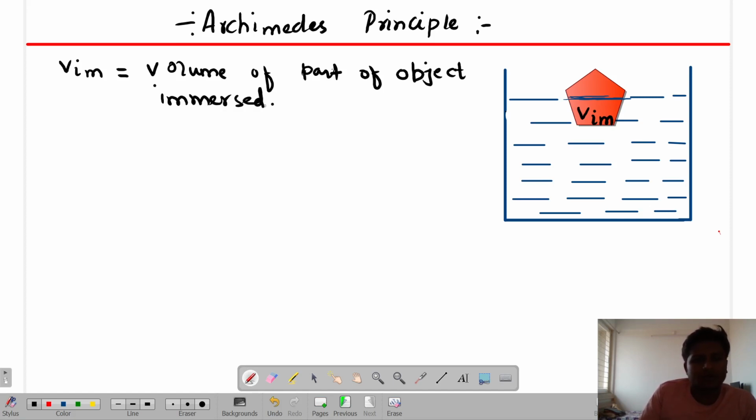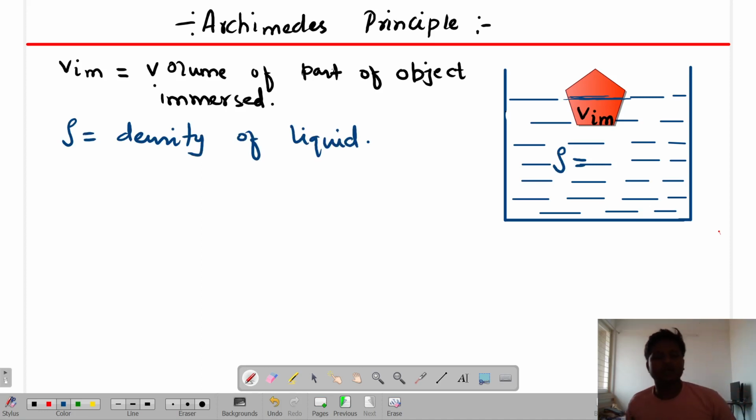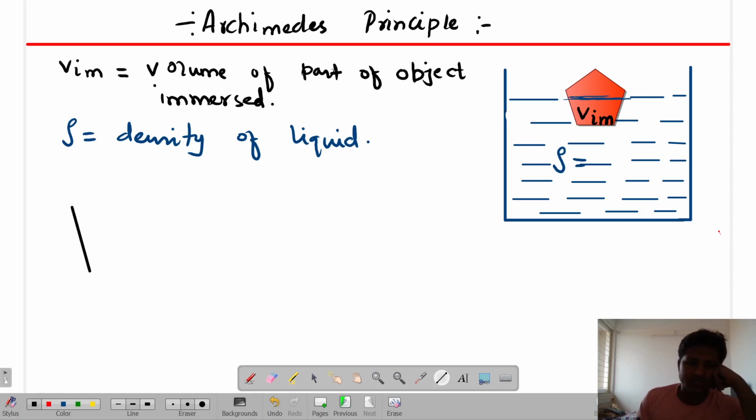Okay, and let's suppose the density of the liquid is given as rho. Then, to describe this phenomenon, he did two or three experiments. What he actually did was take a boat and put a load on it.